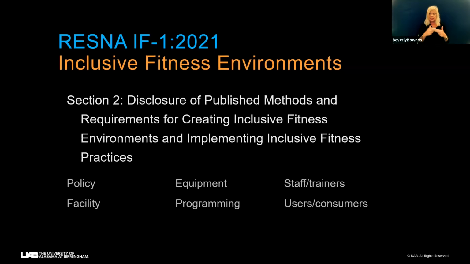Section 2 is an annotated bibliography of regulations, research, methods, tools, basically whatever's out there, addressing the following areas: policy, facilities, equipment, programming, staff and trainers, and users and consumers. Next slide.